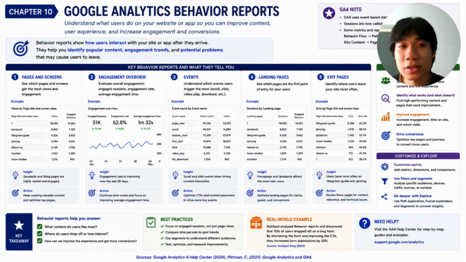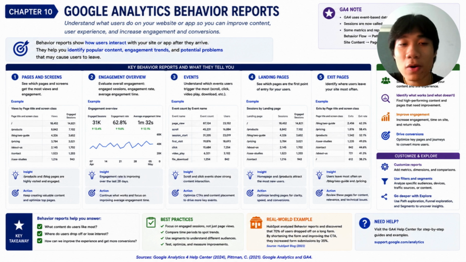After understanding the acquisition reports, let's move to chapter 10, which focuses on the behavior reports. This report helps businesses understand what users do after they arrive on the website. So instead of showing where visitors come from, this report analyzes how users interact with the content, which pages they visit, what actions they take, and where they leave the website. In GA4, behavior reports include pages and screens, engagement, events, landing pages, and exit pages. For example, if a product page receives many visits but very few conversions, or if users frequently exit the checkout page, business can investigate the problem and improve the user experience.